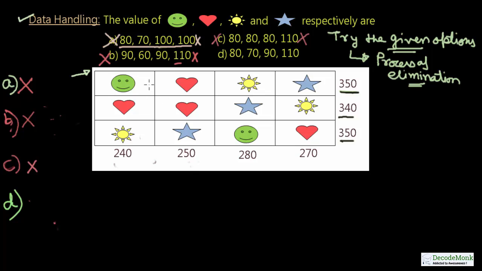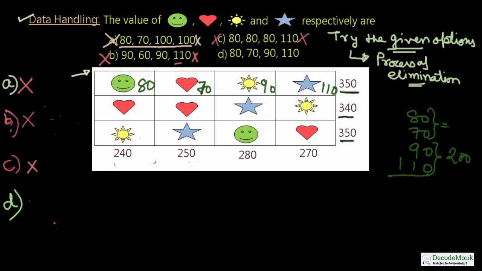Let us check that. This is 80, 70, 90, 110. 80 plus 70 is 150. 150 plus 90 is, let us do it over here, 80 plus 70 plus 90 plus 110. 90 plus 110 is 200. 80 plus 70 is 150. 150 plus 200 is 350. This also matches correctly.